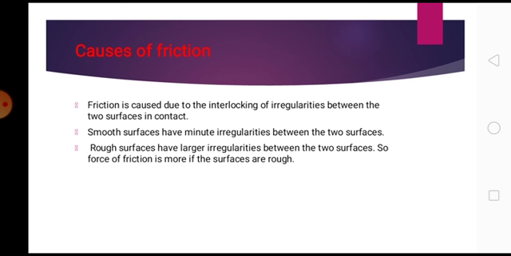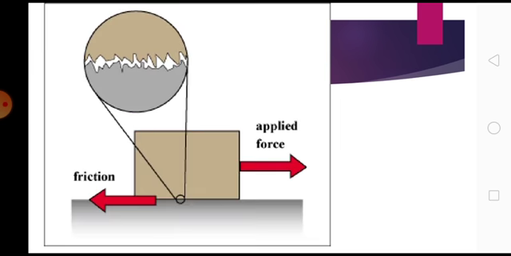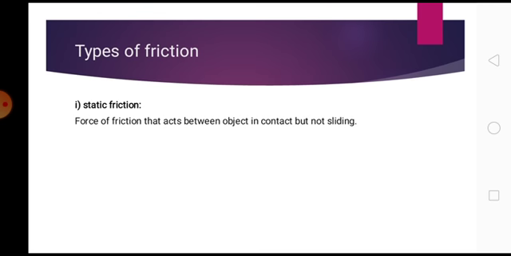So the force of friction is more if the surfaces are rough, because rough surfaces have larger irregularities. This diagram shows the interlocking of the object and the surface. The applied force is from the left side to the right side and friction opposes from the right side to the left side, and these interlock. That's why we have to apply more force to push it.